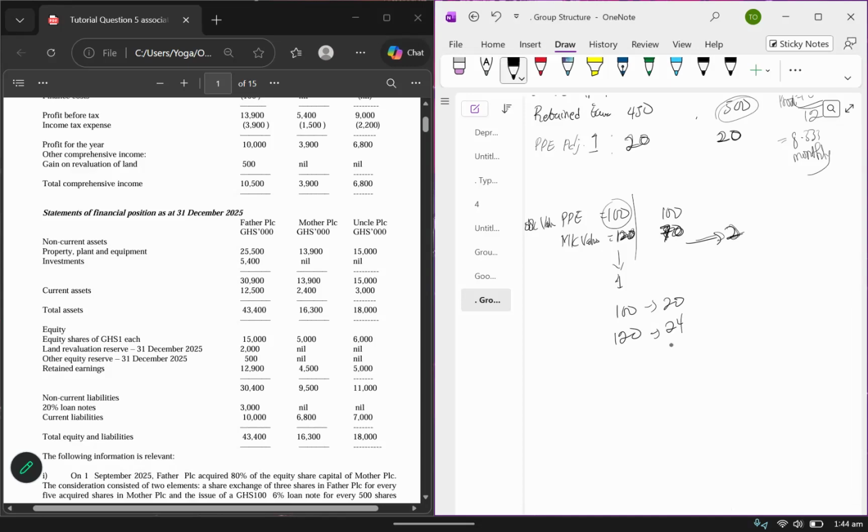24. But you see that because you were using 100 in your books as the value for your PPE, you would be charging depreciation of 20. So you already have the 20 in your books. But then we are saying that because there has been a revaluation gain and the PPE is now 120, you've not charged depreciation of 4. Okay, so in that case, you have to come and subtract the 4 here.